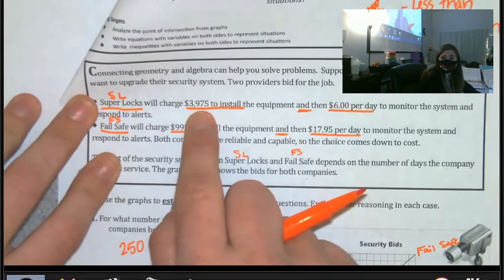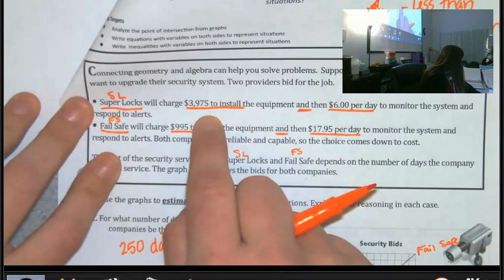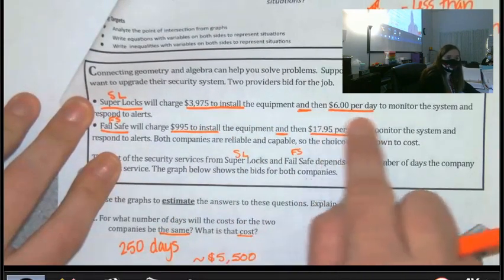Exactly. B is 3,975. It's my y-intercept. It's my plus. It's just my normal fee. And what's my slope for Superlocks? $6, right? I get charged $6 per day.